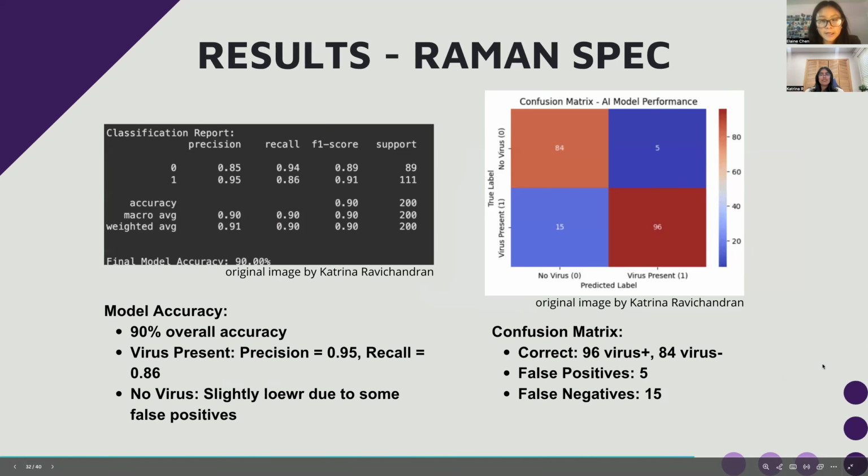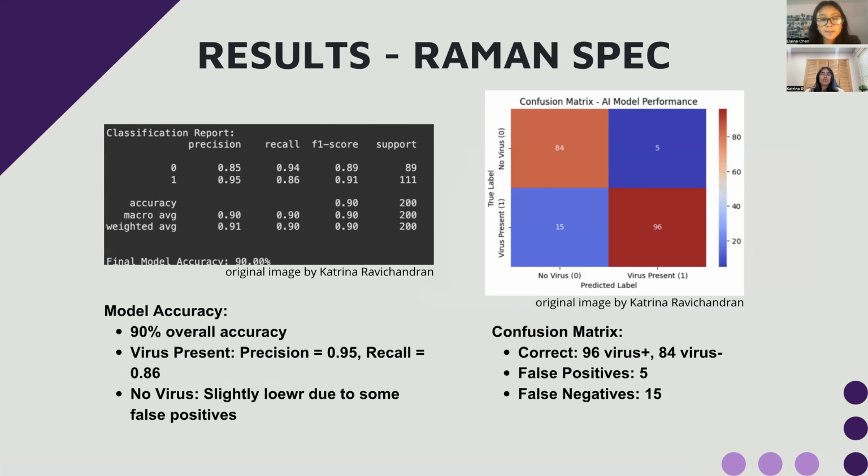Now, looking at our model's accuracy, our classifier achieved 90% accuracy overall. The virus present class has a precision of 0.95 and a recall of 0.86, meaning it was very good at identifying true positives. The no virus class was slightly less accurate due to a few false positives. The confusion matrix shows we correctly identified 96 virus positive and 84 virus negative samples. There were 15 false negatives and only 5 false positives, supporting our model's reliability in practical use.